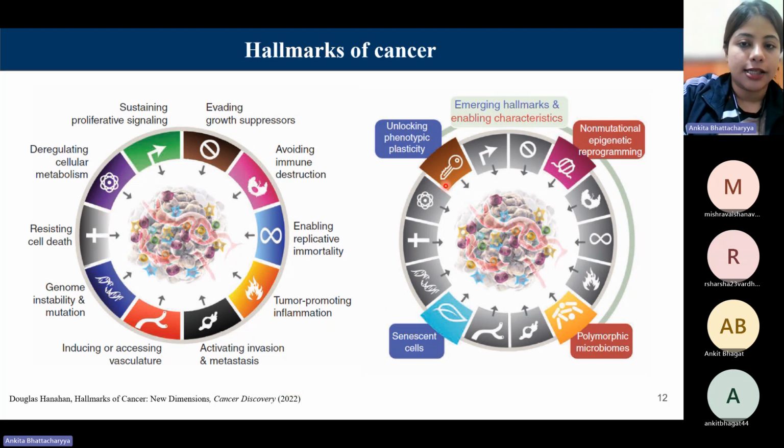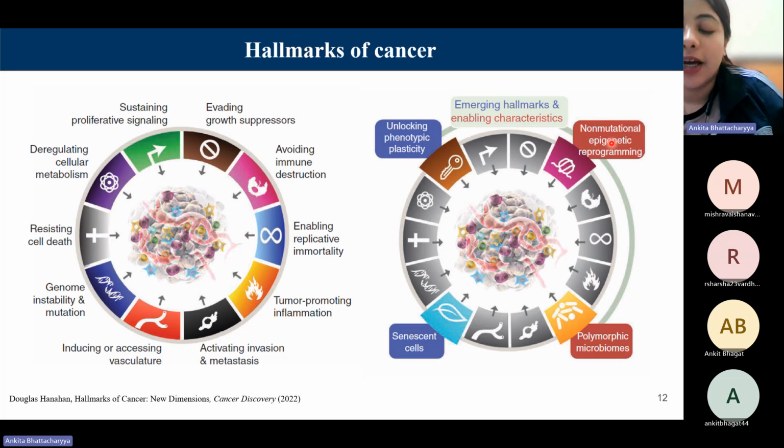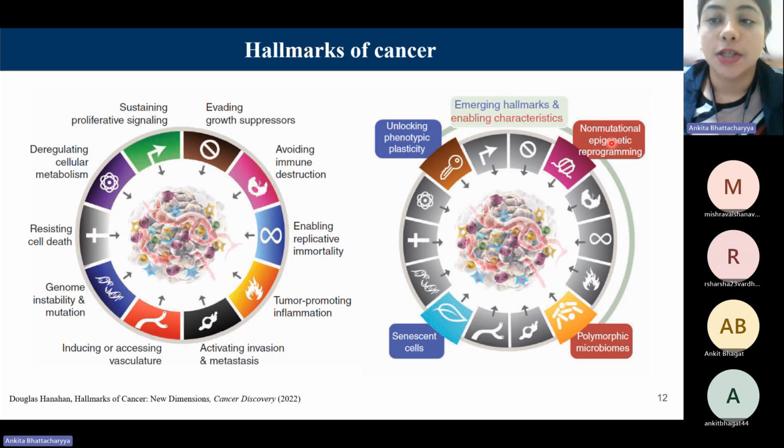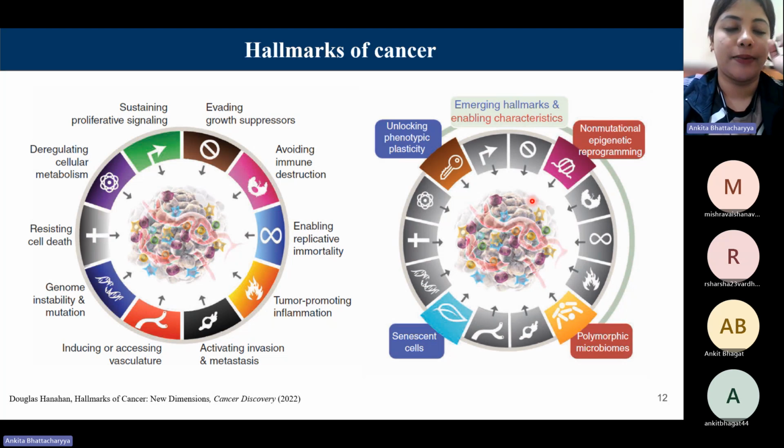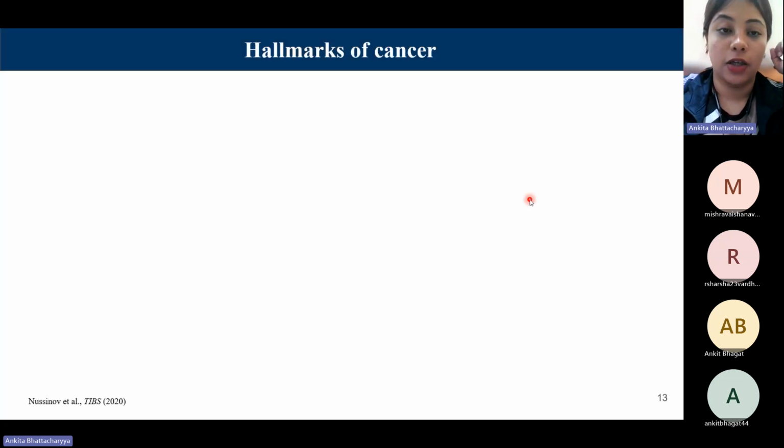So emerging hallmarks are unlocking phenotypic plasticity and senescent cells, whereas enabling characteristics are non-mutational epigenetic reprogramming and polymorphic microbiomes. So again, slightly advanced concepts, non-mutational epigenetic reprogramming, we'll leave it be for now. Maybe we'll come back to it a little later when we talk about diagnostic techniques in the upcoming classes. Maybe we'll discuss it then. So for now, let's look at the hallmarks.